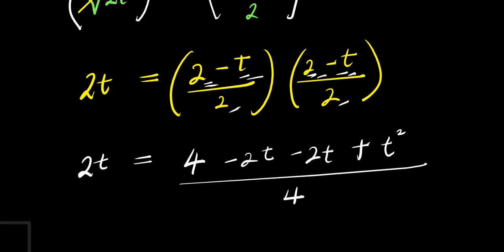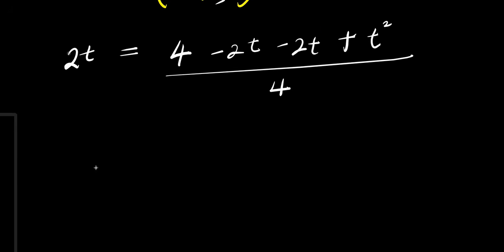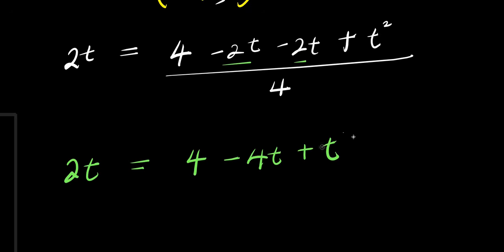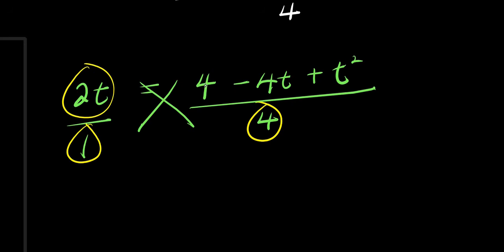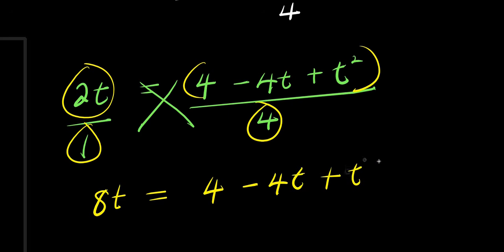We have 4. From here, I have 2t equals 4 minus 2t minus 2t, minus 4t plus t power 2 divided by 4. And this is over 1. I can cross multiply. 4 multiplies 2t, 1 multiplies this. So 4 times 2t, that is 8t, equals 4 minus 4t plus t power 2.